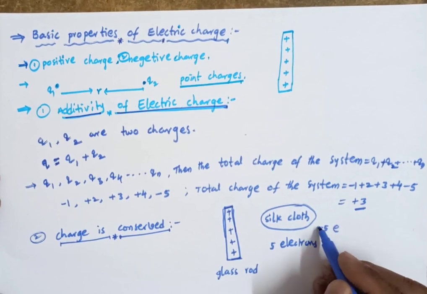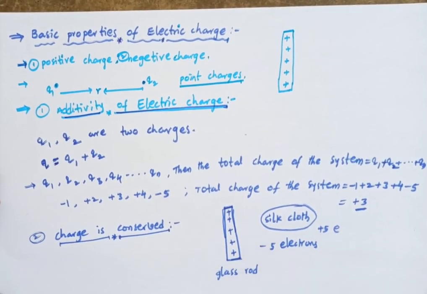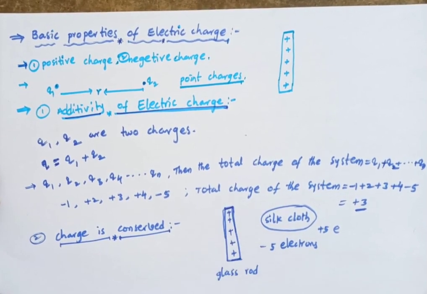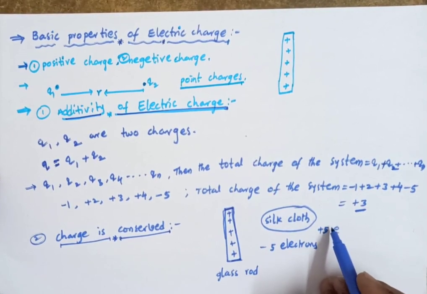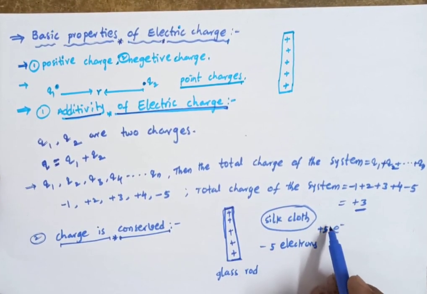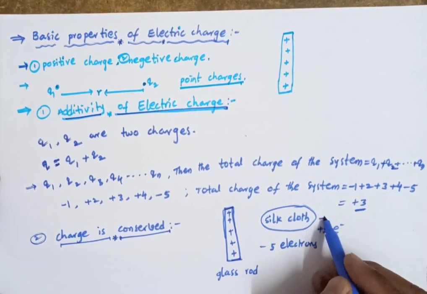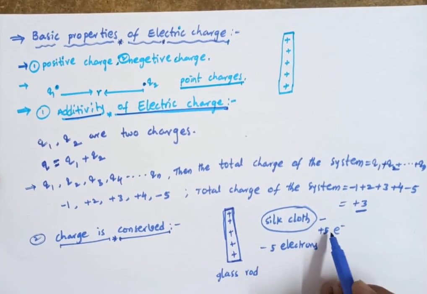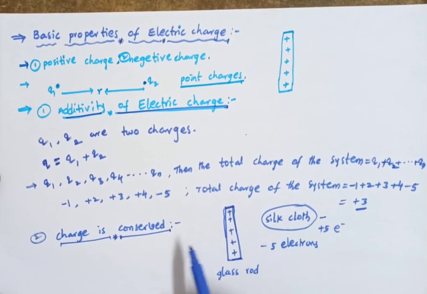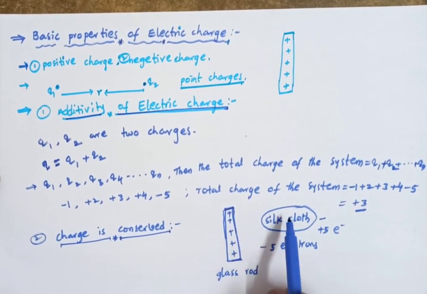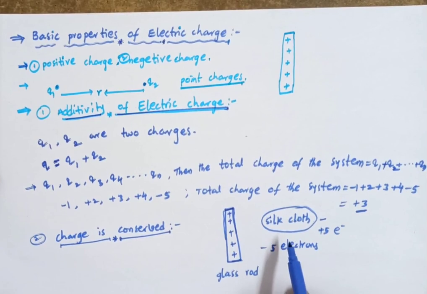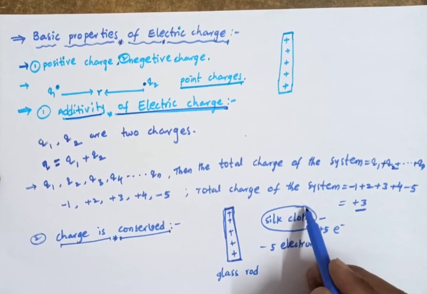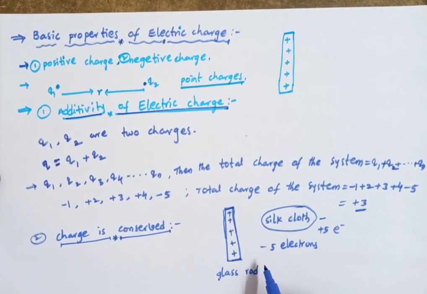So 5 electrons are gained here, and 5 electrons are lost. When 5 electrons are lost, the glass rod is positively charged. The silk cloth gains 5 electrons, so it is negatively charged. So the sum of these electrons, -5 plus 5, equals 0. However many electrons are lost by one body when rubbed with another body, the same number of electrons is gained. The total number of electrons is 0.